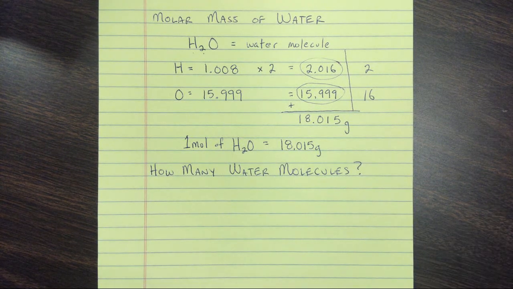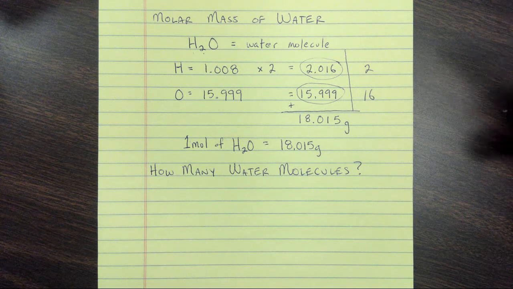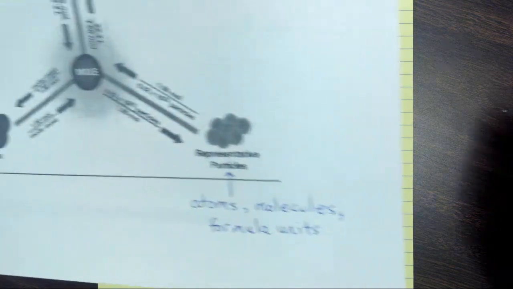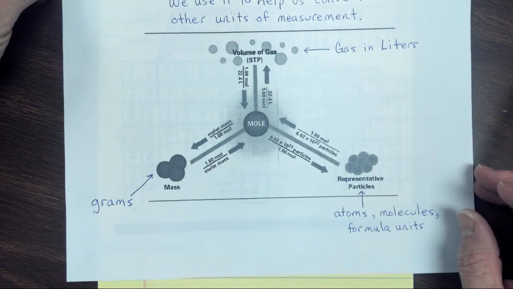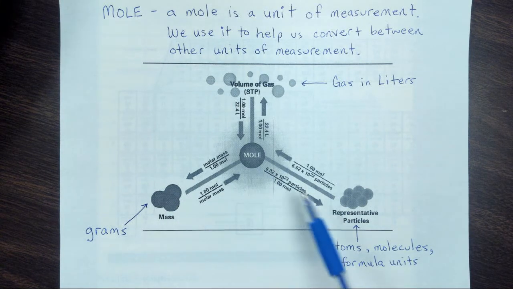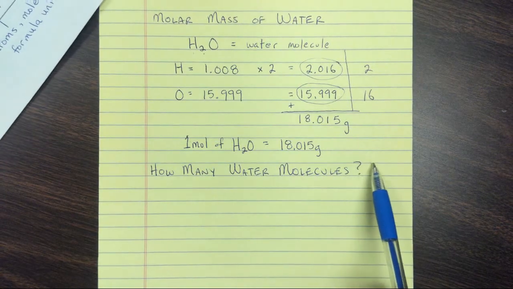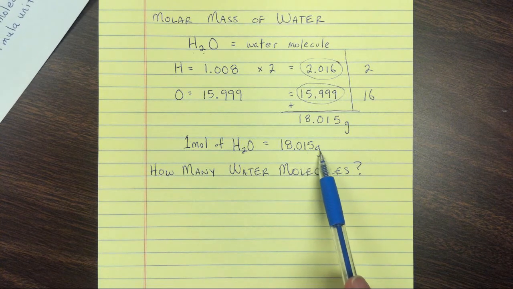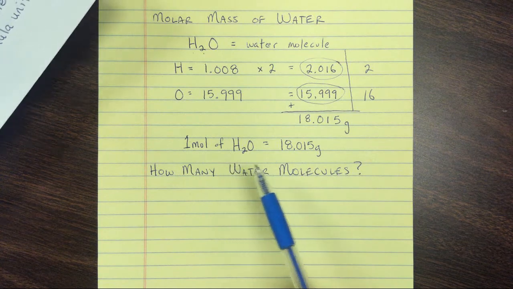So we figured out the molar mass of water. And why do we care about the molar mass of anything? Well, it's pretty simple. Let's go back to our map. The reason I care about the molar mass of anything is so that I can go back and forth between these items. So let's again talk about, I have 18.015 grams in 1 mole of water molecules.